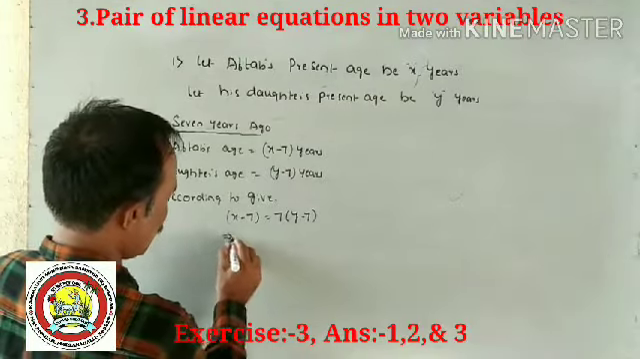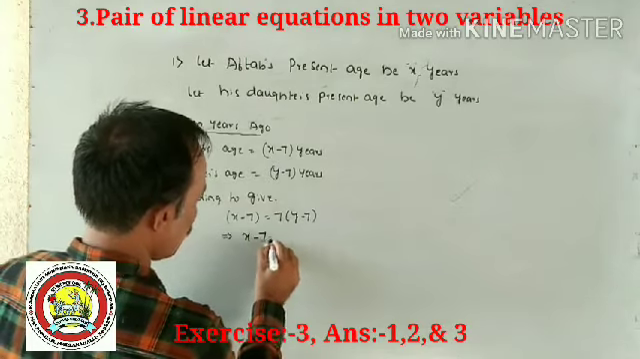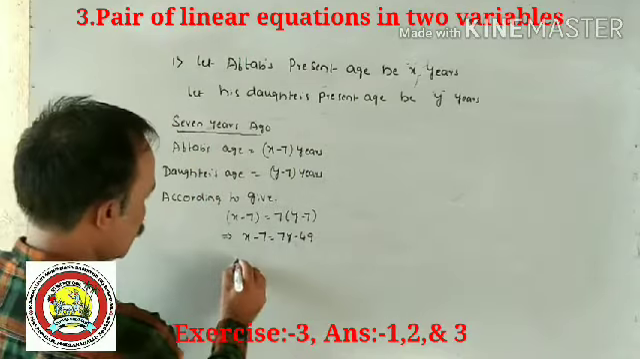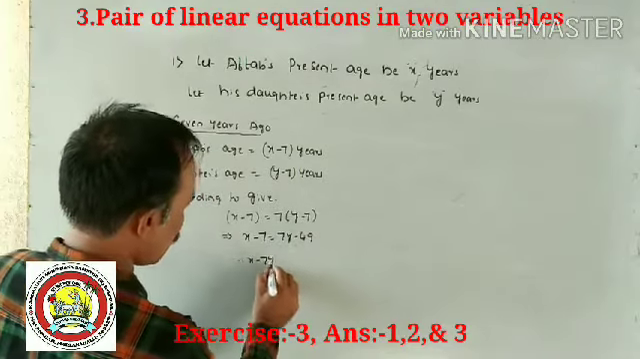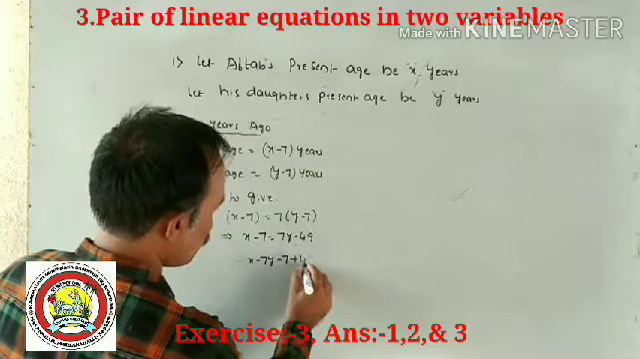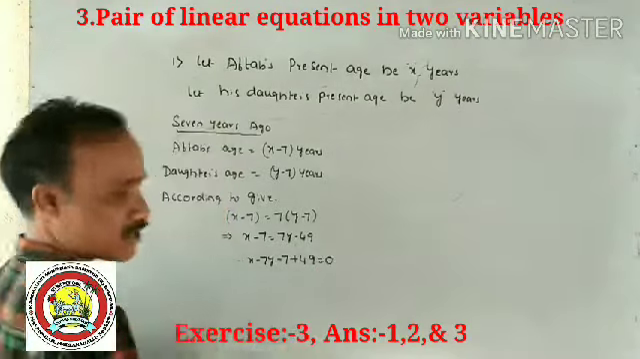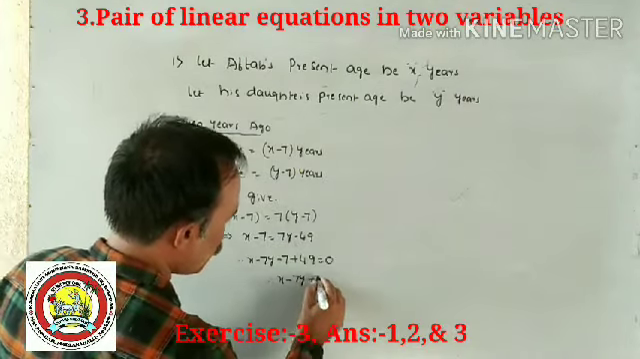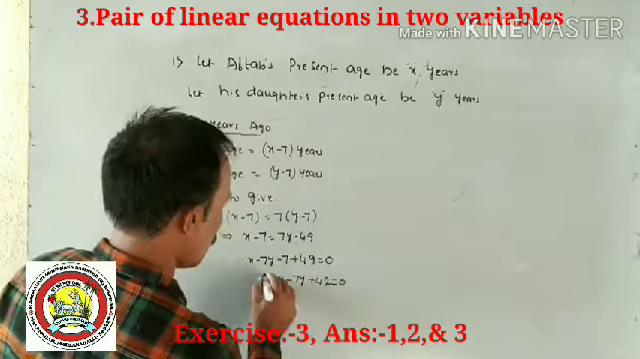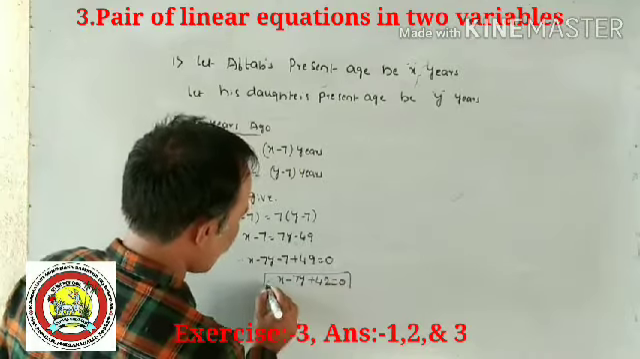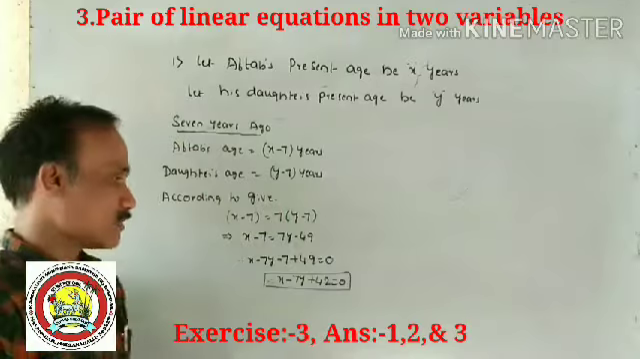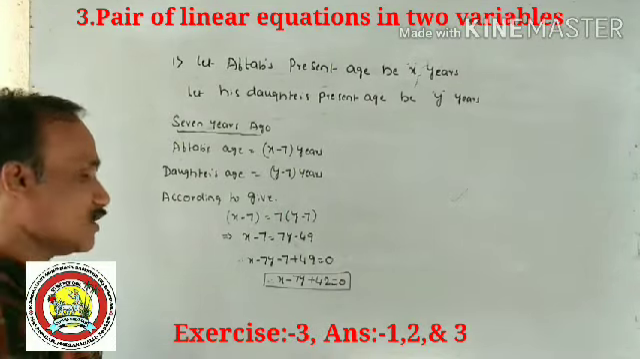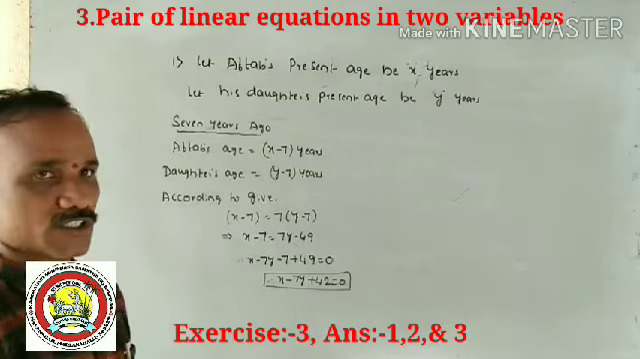Let's convert this one. x minus 7, 7 into y is 7y, minus 49. Therefore, x minus 7y minus 7 plus 49 is equal to 0. Therefore, x minus 7y plus 42 is equal to 0. Now, this is of the form a1x plus b1y plus c1 is equal to 0. The first equation is x minus 7y plus 42 is equal to 0.